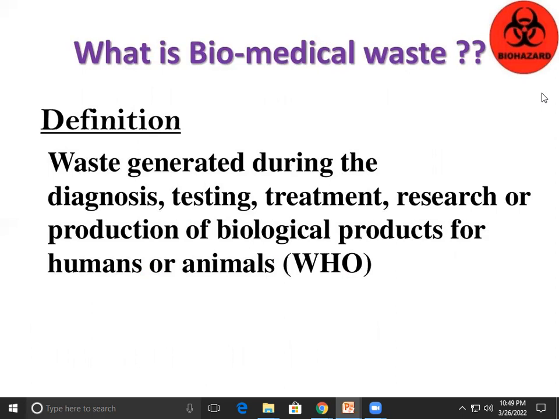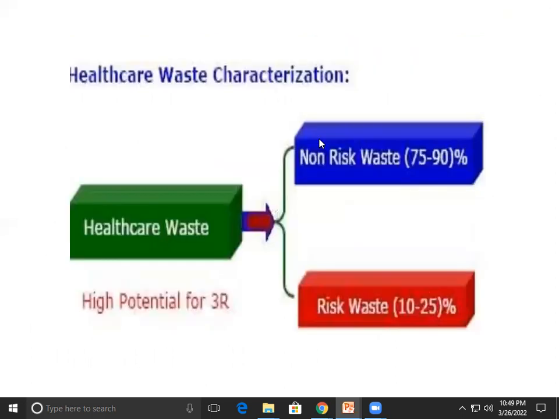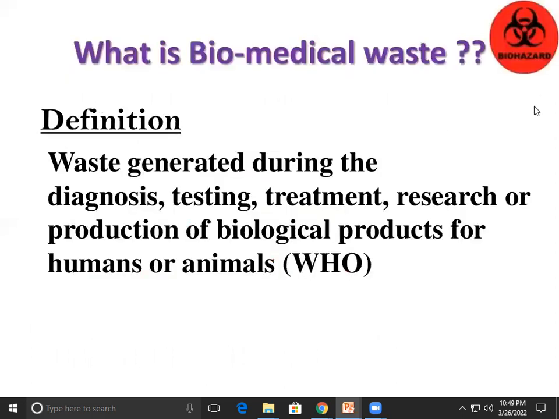So this is the definition of biomedical waste. What is biomedical waste? The waste which is generated during the diagnosis, testing, treatment, research, or production of biological products for humans or animals. This is the definition according to WHO, the World Health Organization.